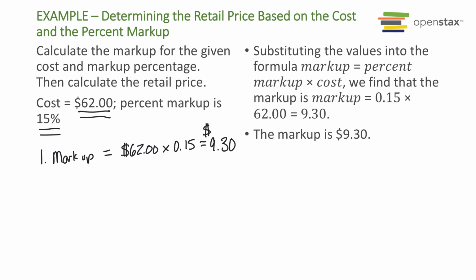And so if we do 62 plus $9.30, then that means that the retail price, in other words, what we would pay if we walked into the store, is going to be $71.30. So that's going to be the retail price. Well, that's going to be the price on the sticker because, you know, in the United States, we have to pay sales tax. That's not included in the price in the United States.